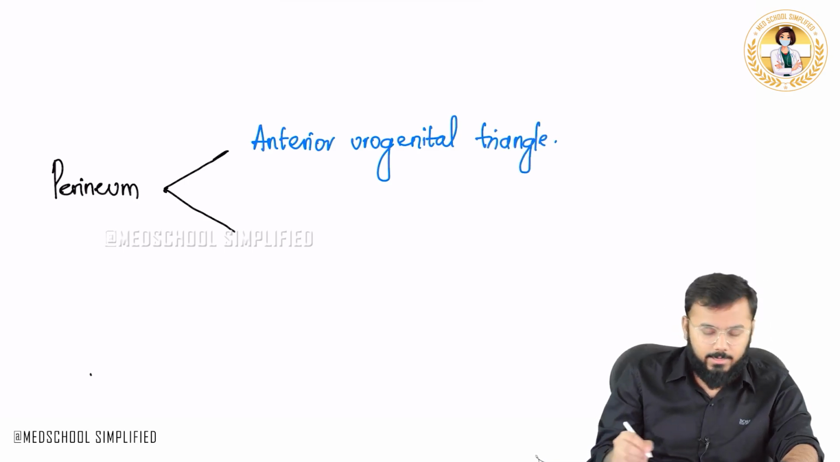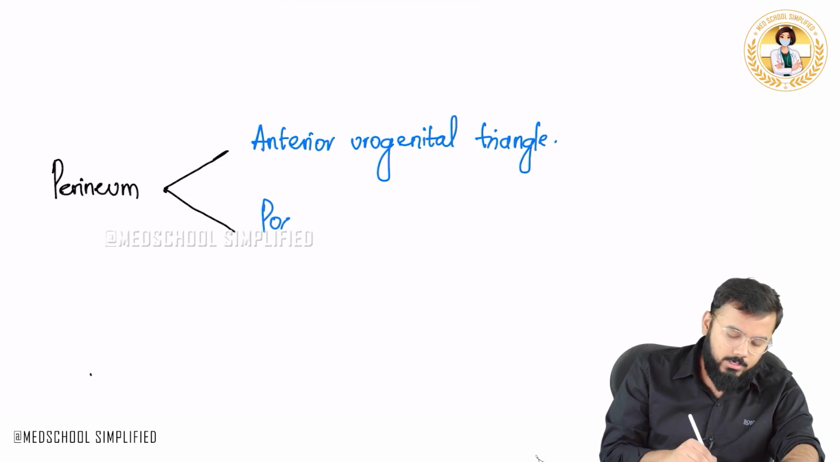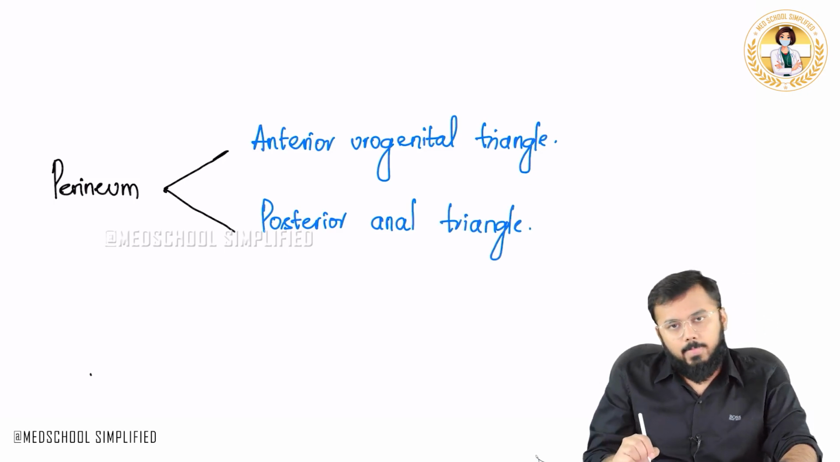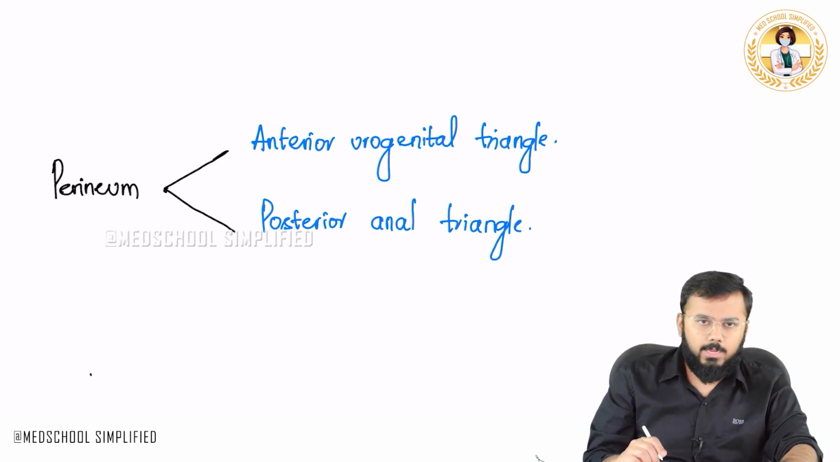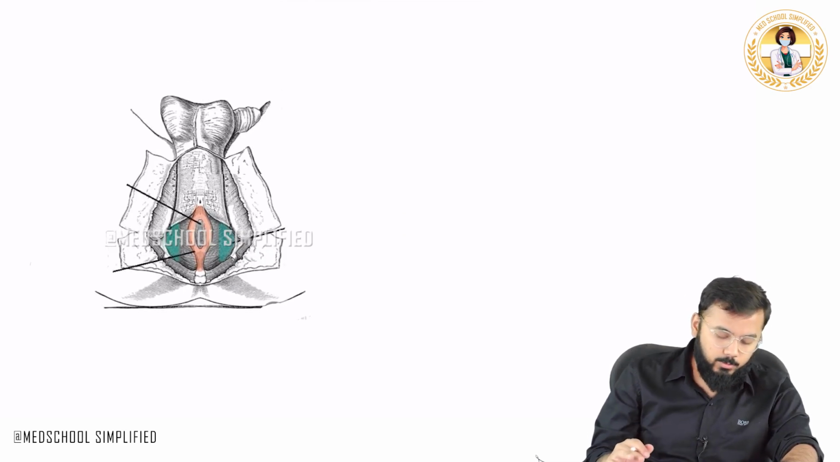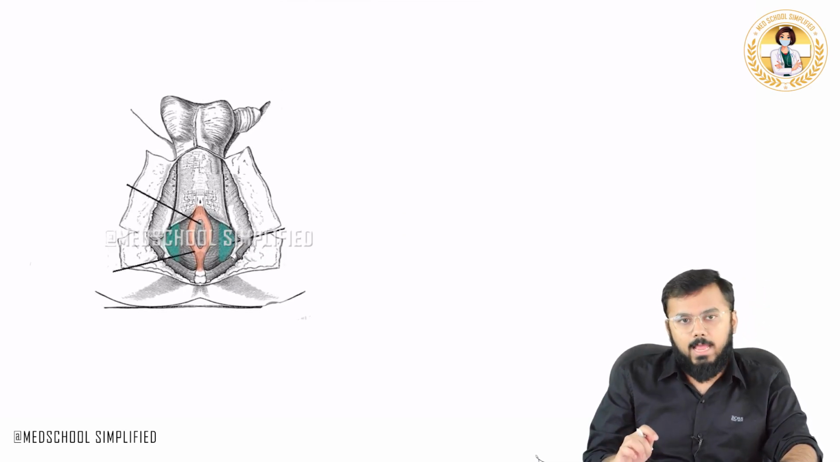Anterior urogenital triangle. The second one is called the posterior anal triangle. Two important triangles, anterior urogenital triangle and posterior anal triangle, right? Now, when it comes to the posterior anal triangle, you can see this picture. This is the posterior anal triangle.